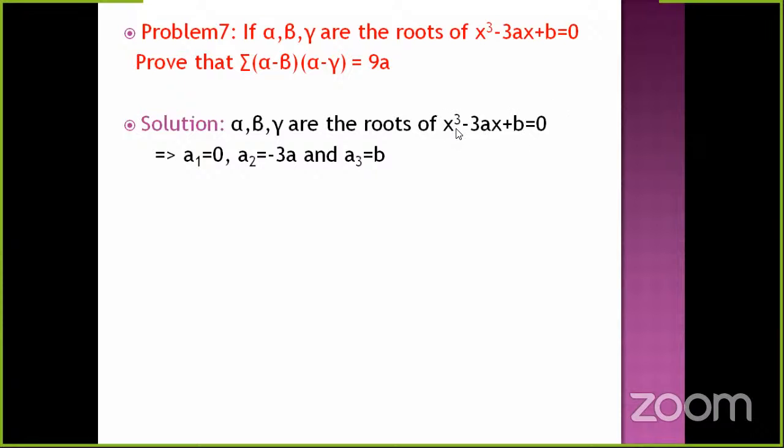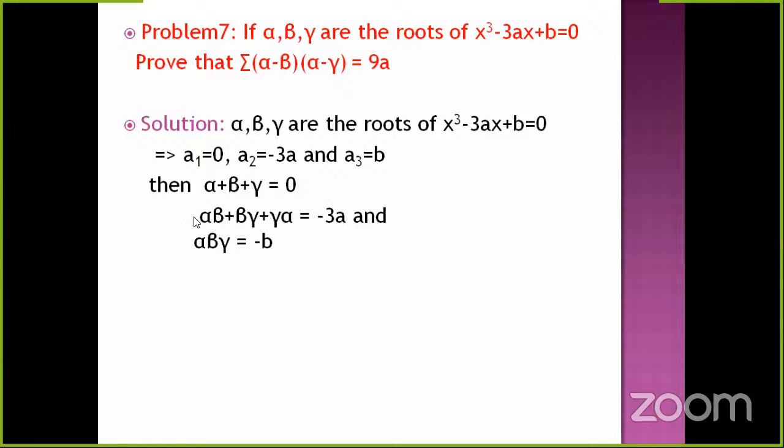By comparing this equation with the standard equation, the value of a1 here, a1 is the coefficient of x square. Since the equation does not have an x square term, the coefficient a1 can be written as 0. And a2, that is the coefficient of x, here is minus 3a, and a3 is b. Now I am taking the value of S1. S1 is the sum of the roots, which is equal to minus a1. A1 is equal to 0. Then I got alpha plus beta plus gamma is equal to 0. Next, S2, that is alpha beta plus beta gamma plus gamma alpha, is equal to a2, that is minus 3a. And S3 is alpha beta gamma, which is equal to minus a3, that is minus b.